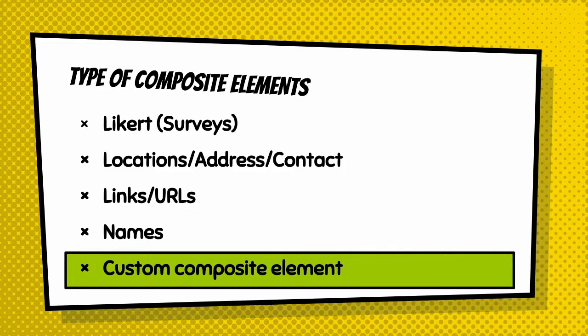And there's support for links and URLs, so you can get a title and URL combined together, names. And there's support for custom composites. The example would be, if you're doing a registration form for a hotel and you need a custom composite where you're getting someone's name, their age, their preferences, you can build an element for that.